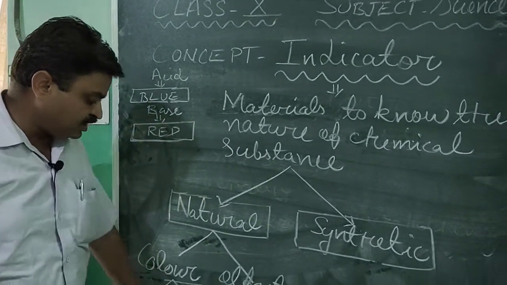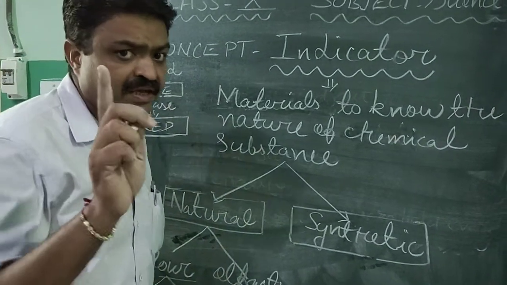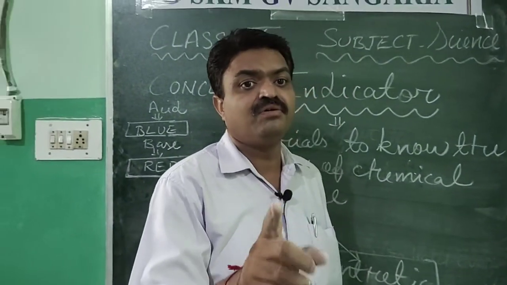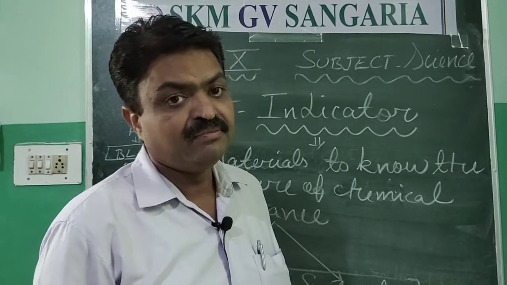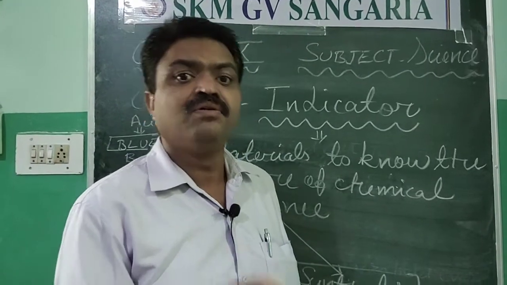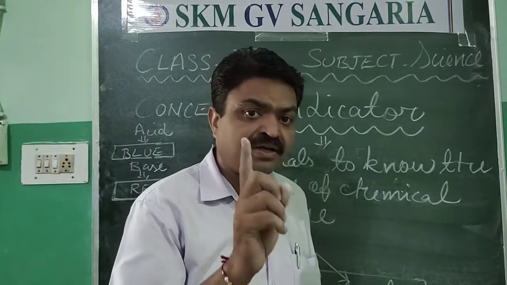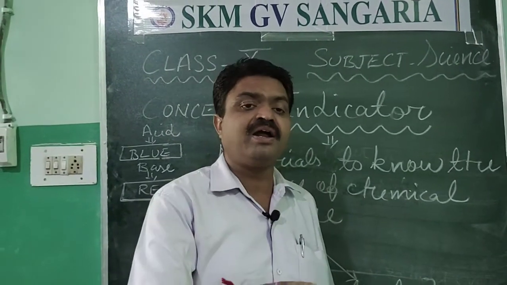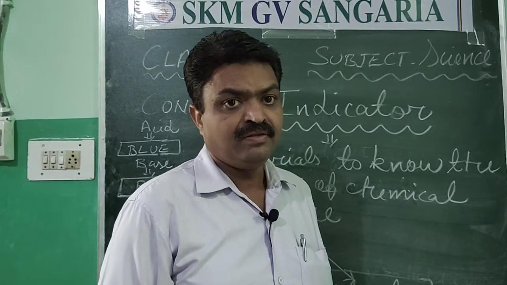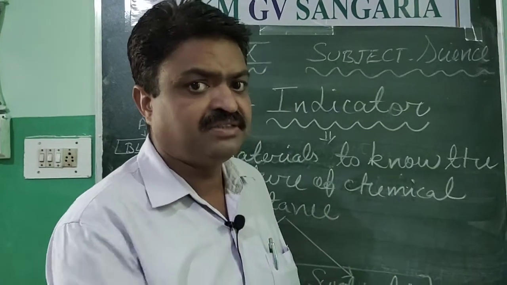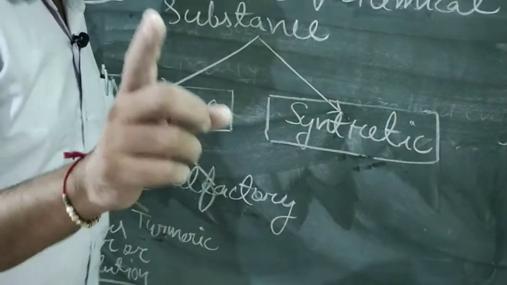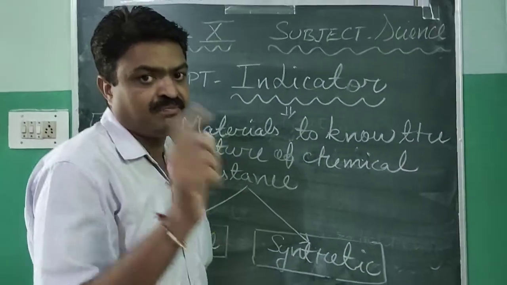Now we come to the turmeric. With the help of the turmeric, we can know the nature of basic substance, because in the presence of bases, the turmeric yellow color is turned into dark red color. So we can know the nature of the basic substance with the help of turmeric.